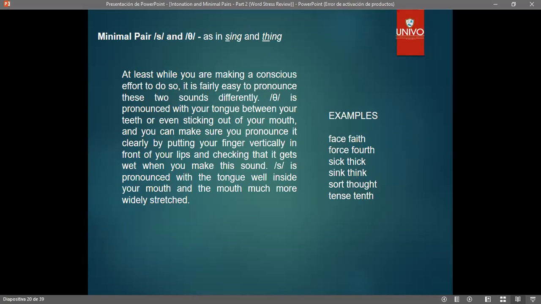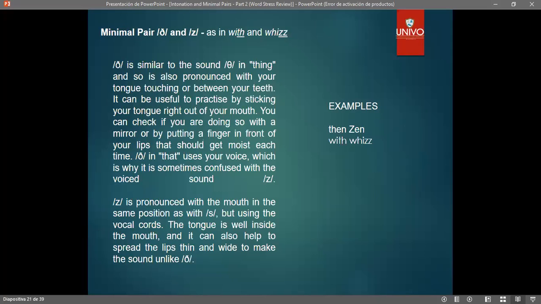Same, right, but in here you find yes. Remember that yes is pronounced like s, not as or s. Okay, and examples: face and faith, force and forth, and so on.